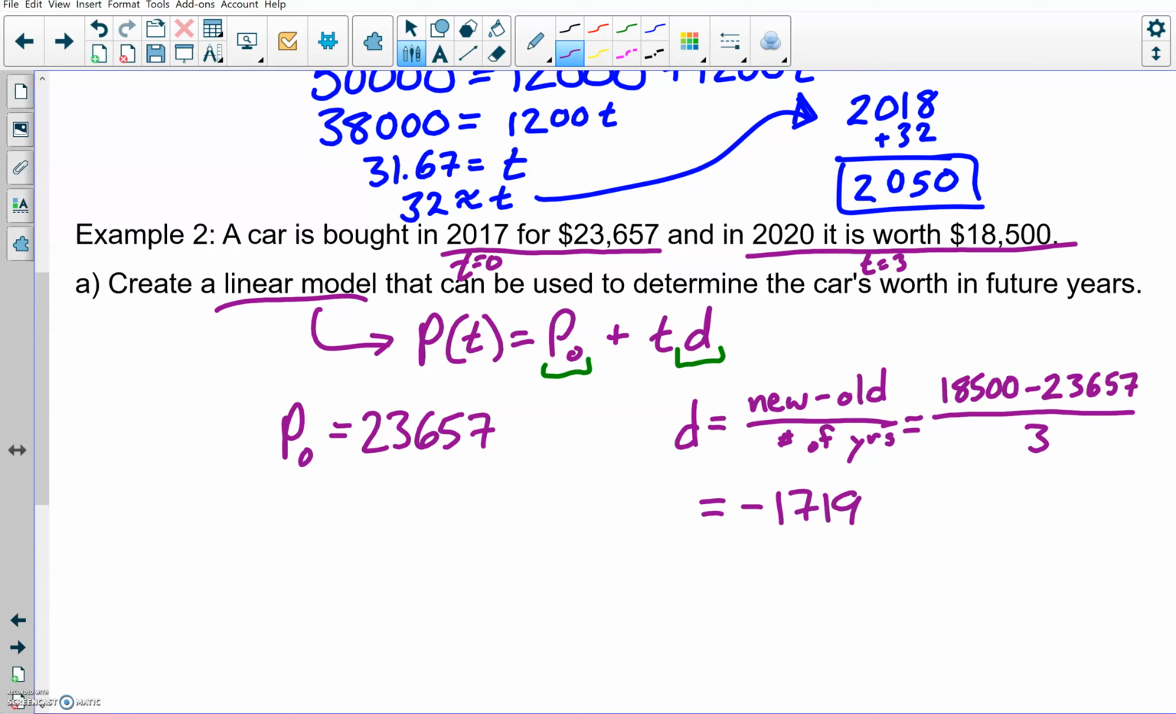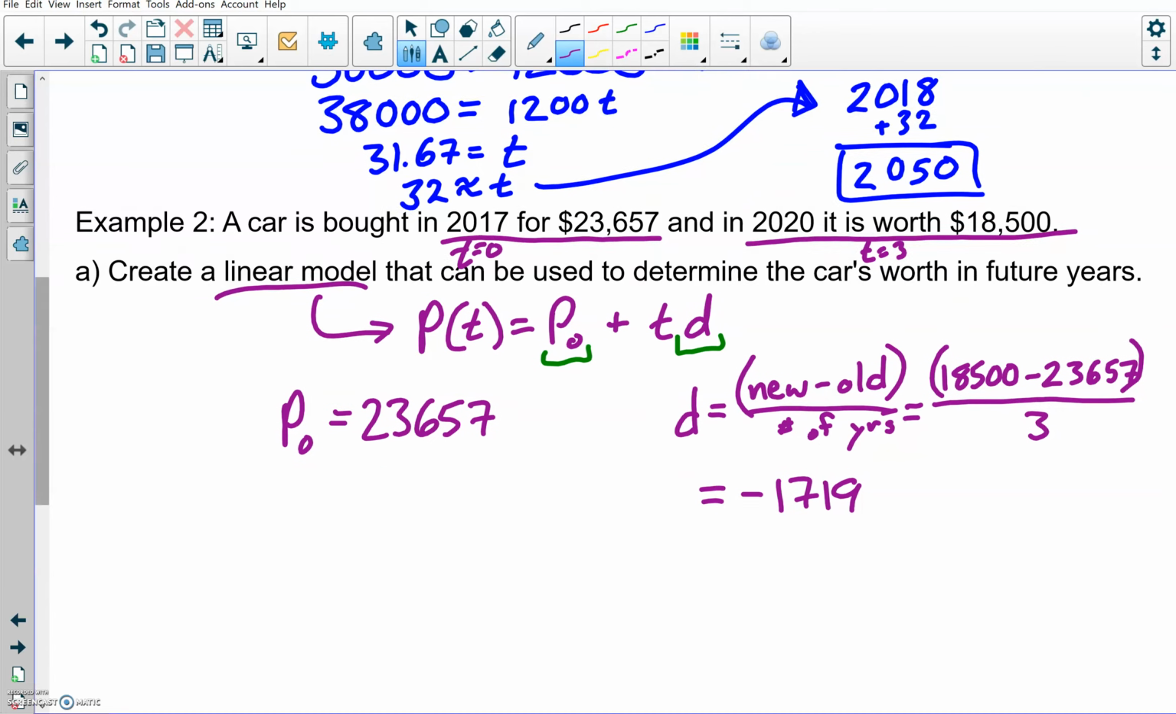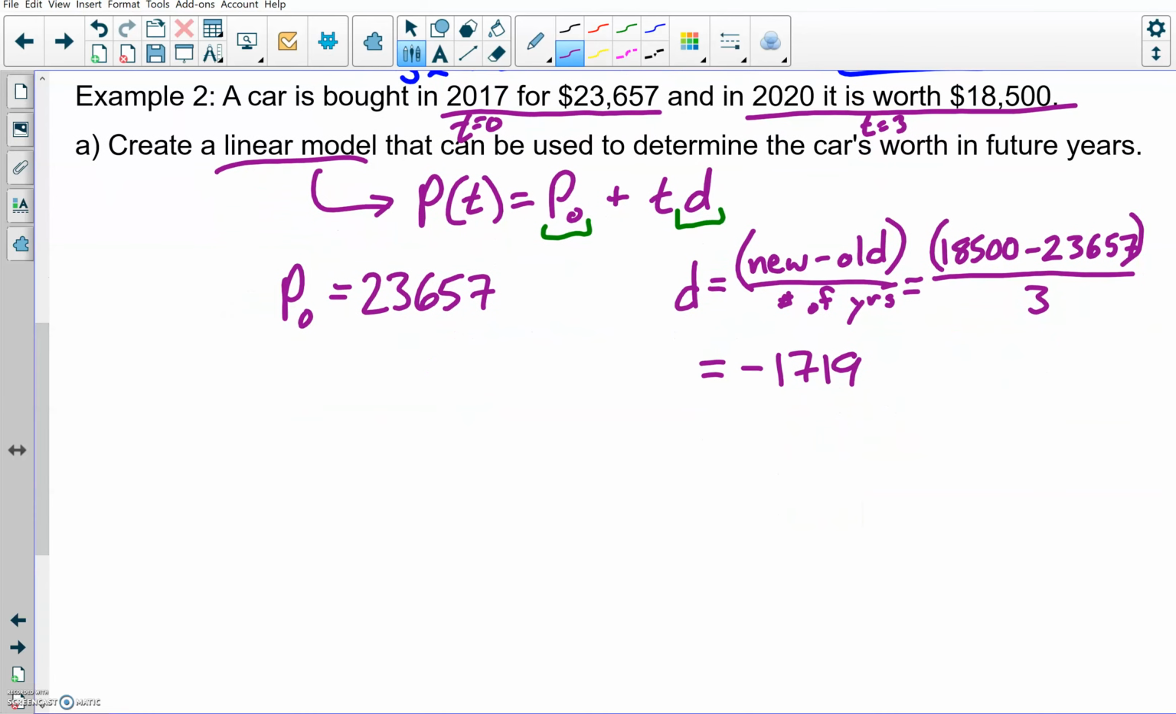1,719. When you put this in your calculator, be sure to put the subtraction in parentheses so that your calculator knows to subtract first, then divide. And if you don't do that, you'll get a wrong answer pretty much every time. So we now know that d is equal to negative 1719.